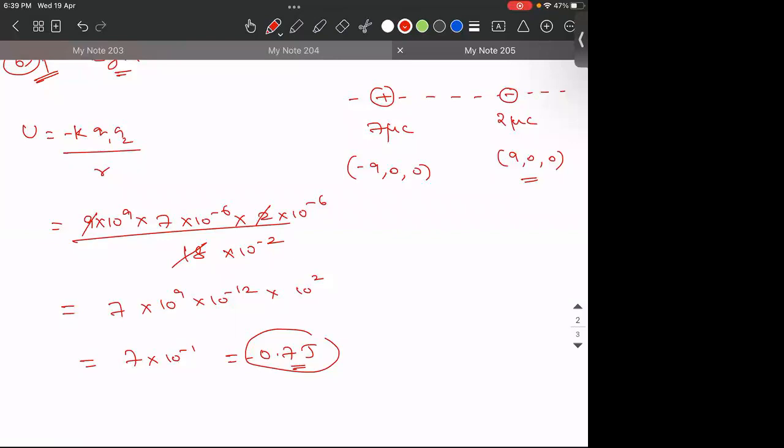Okay. 7 into 10 power minus 13? Really? That's the answer given at the back. That's what is there, no? 7 into 10 power 9 into 10 power minus 12 into 10 power 2, 7 into 10 power minus 1 only, 0.7. So what is the next part of the question?